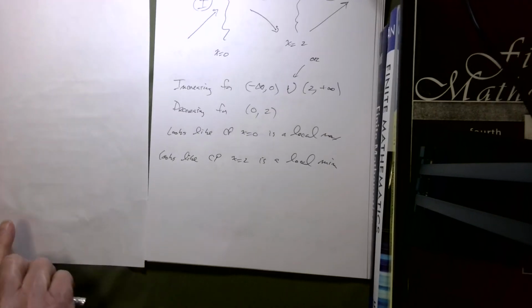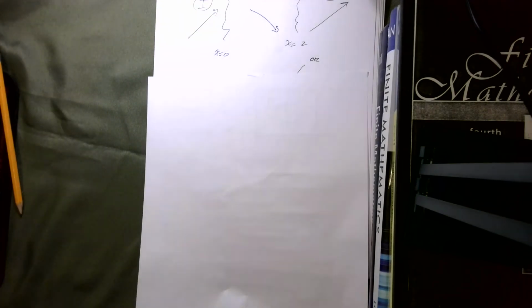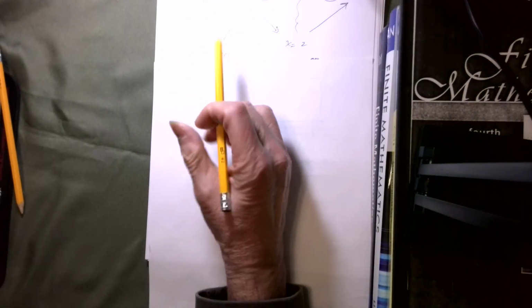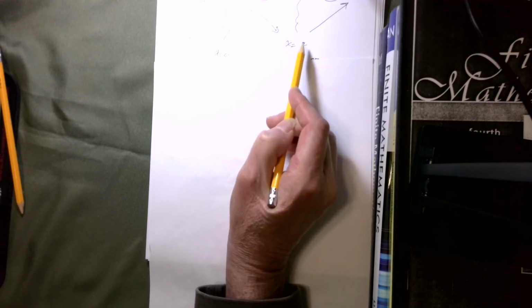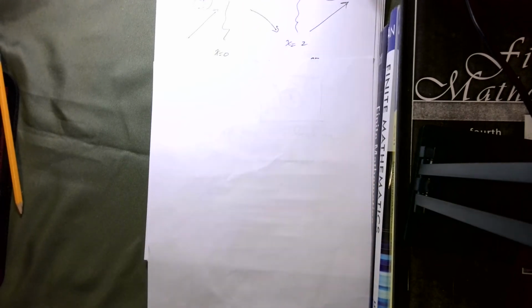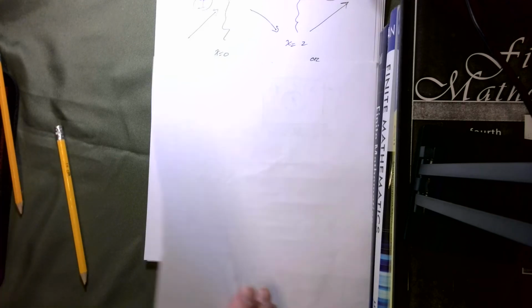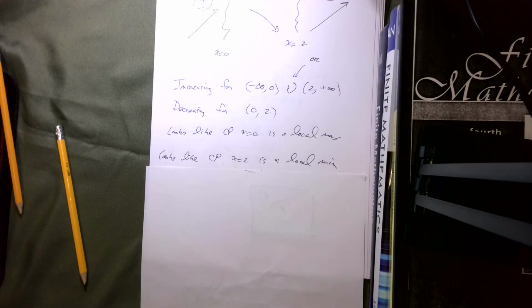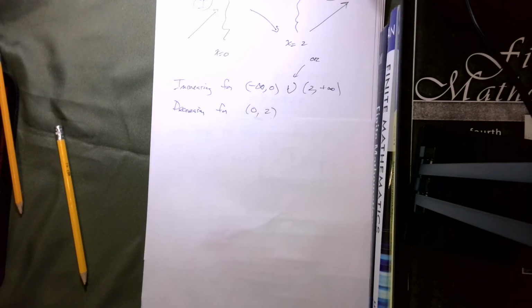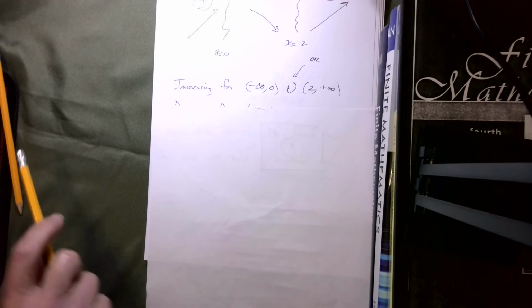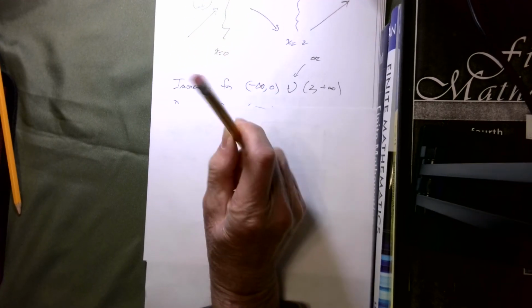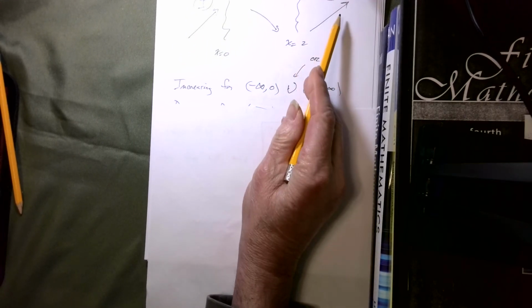It means in here, the function is increasing, decreasing, and then what? Increasing. We're getting a very, very rough sketch of what the graph looks like. Okay, so where is it increasing and where is it decreasing?